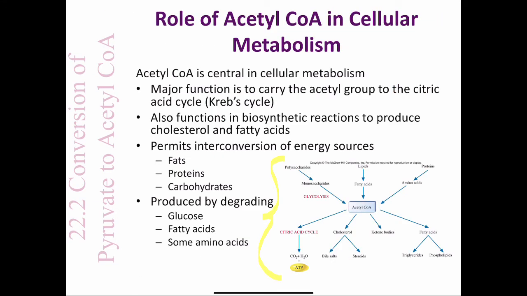In this figure, we see that acetyl coenzyme A is a central character in cellular metabolism. It is produced by the degradation of glucose, fatty acids, and some amino acids. The major function of acetyl coenzyme A in energy harvesting pathways is to carry the acetyl group to the citric acid cycle, in which it will be used to produce large amounts of ATP. In addition to these catabolic duties, the acetyl group of acetyl coenzyme A can also be used for anabolic or biosynthesis reactions to produce cholesterol and fatty acids. It is through this intermediate acetyl coenzyme A that all energy sources, fats, proteins, and carbohydrates, are interconvertible.